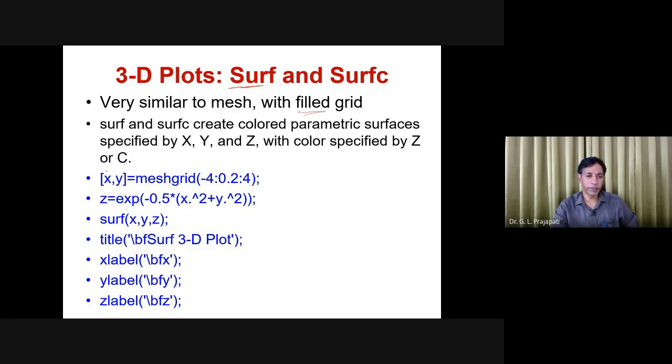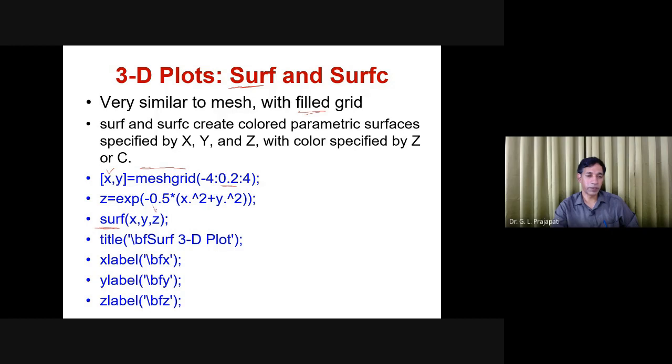You have to create the x and y values with the help of the meshgrid for the range. Here it is given the range -4 to 4, -4 to 4, with an increment of 0.2. This is for the x range, and the y range is the same. And this is the z value you are going to compute. We have seen this earlier. Now this is the command for the surf plot, surf x, y, z.